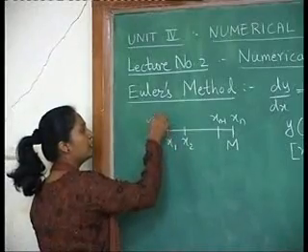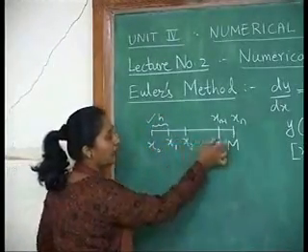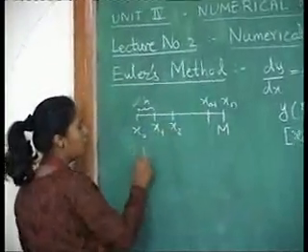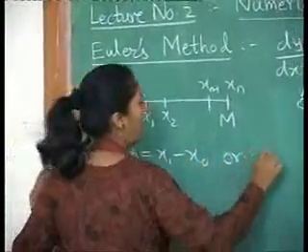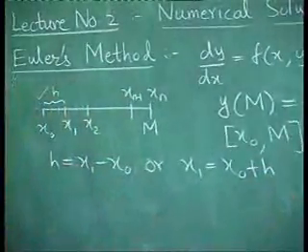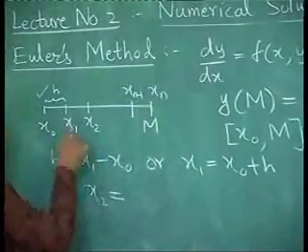Let this difference be h. I am dividing it into n subintervals of equal length. So h is x1 minus x0, or I can say that x1 is x0 plus h. Then look at x2. x2 is x1 plus h.